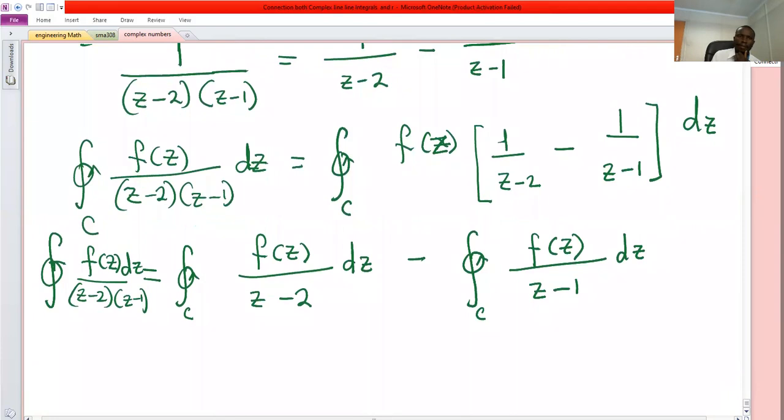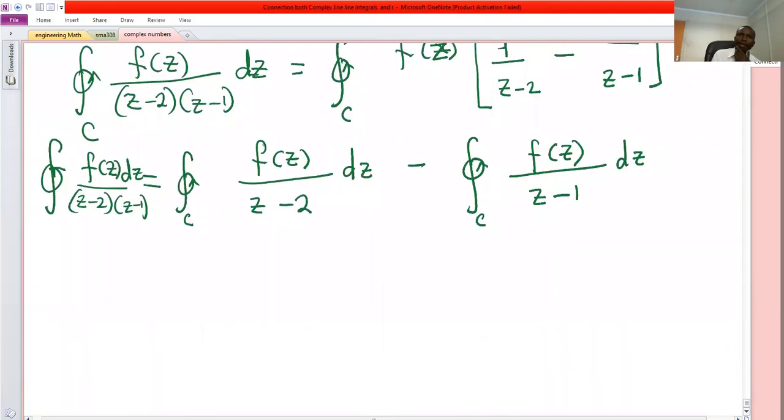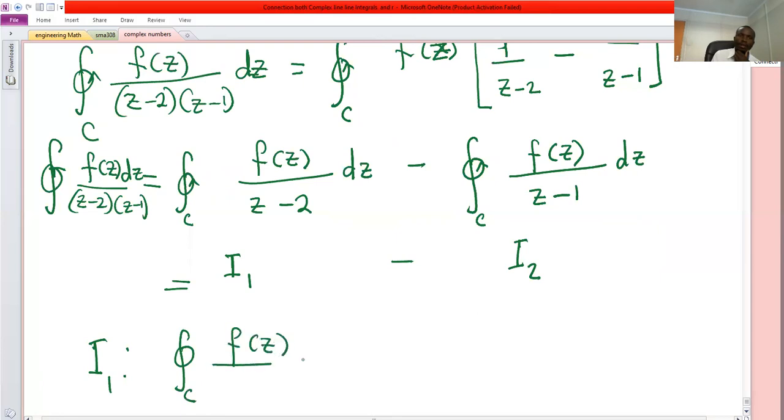This tells us that we'll have two integrals. So we have integral 1 and then integral 2. Integral 1 is the integral of f of z over z minus 2 dz.